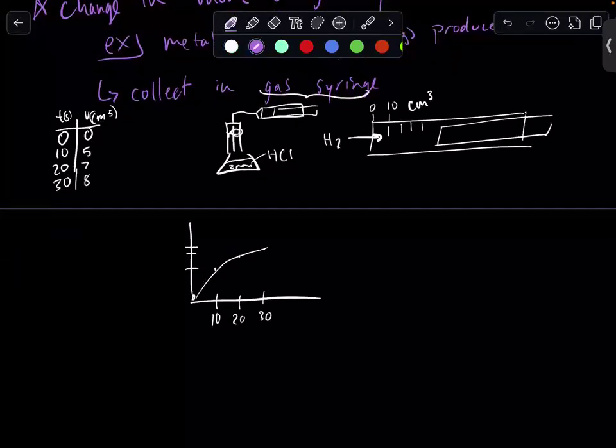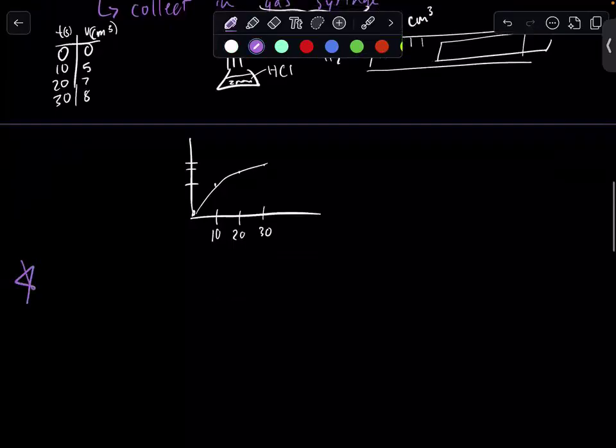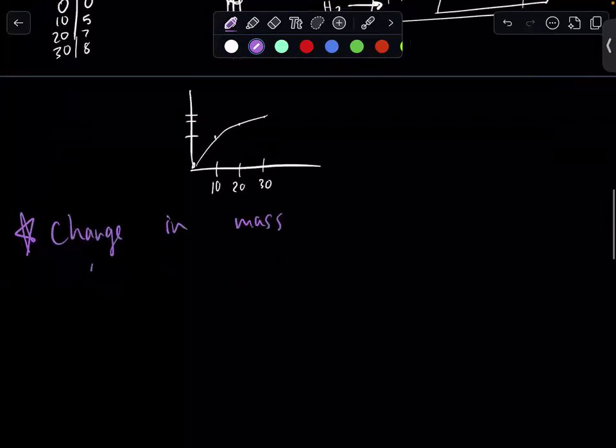All right, we're going to move to probably one of the least common methods I've seen, which is change in mass. And again, this might be in a gas production. So when a reaction releases gas, you can just let it go and see the mass change.